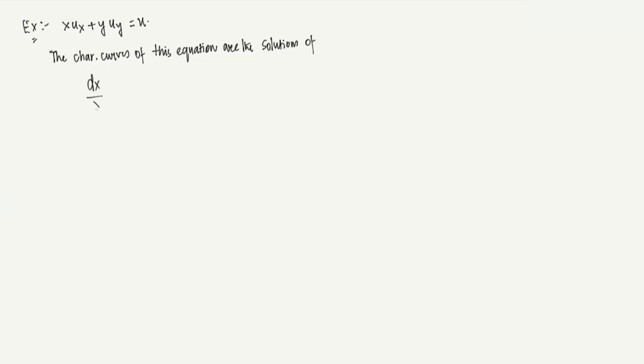What is a? Here it is x. And then dy by b. B here it is y. And then du by c, right? C is u here. So those are the characteristic equations. Now if you solve this equation, basically what you are getting is this.